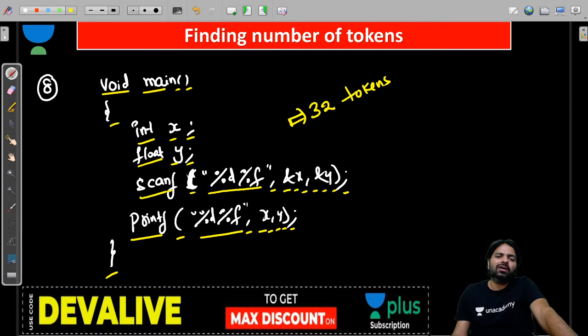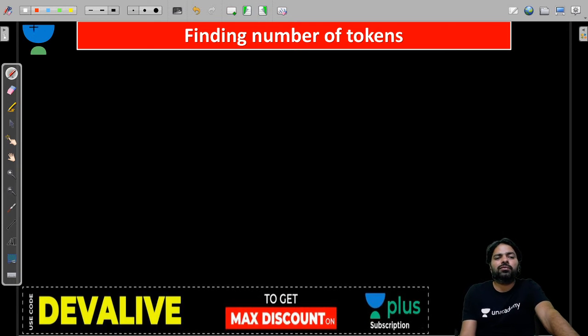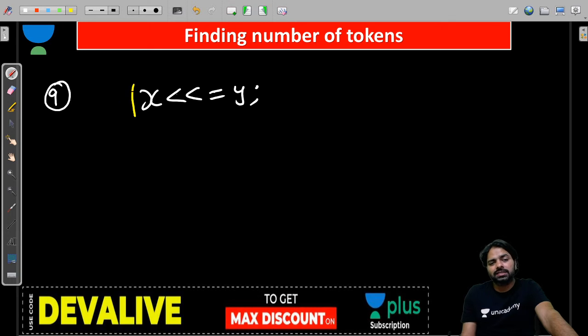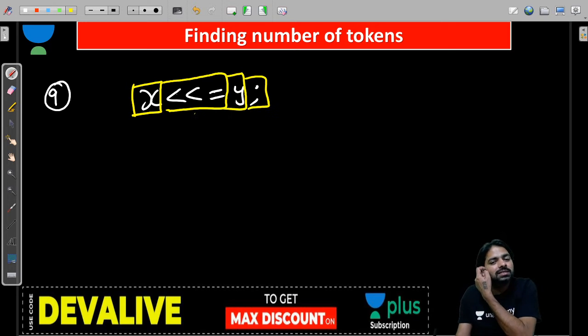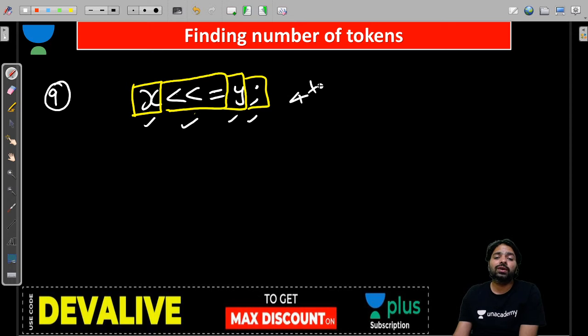Now let's move to finding the number of tokens at a new level, that is, x left shift equal to y. Now how does it have to scan? x is 1 token and these three characters are a single token. Now you will not count them as 3 tokens; less than, less than, equal, you have to count only 1 token. Right? How many tokens do we have? 1, 2, 3, 4. So in total we have only 4 tokens.